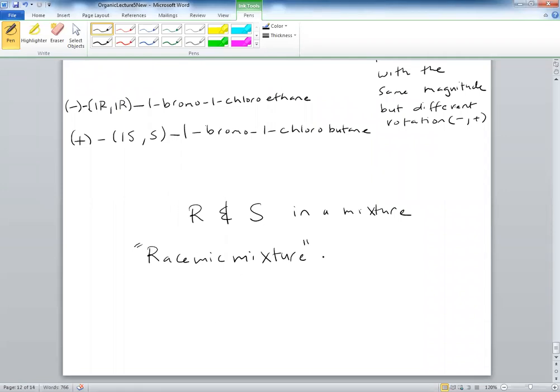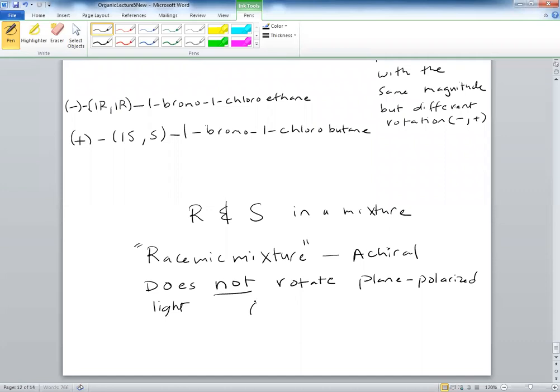And a racemic mixture is achiral, meaning it does not rotate plane polarized light. Therefore, the angle is going to be 0. There's no spin. So keep that in mind. If I put R and S, then it will be 0, because guess what? They cancel out. The rotation is going to cancel out. That makes it achiral in optical activity.